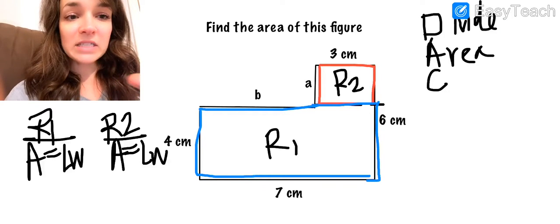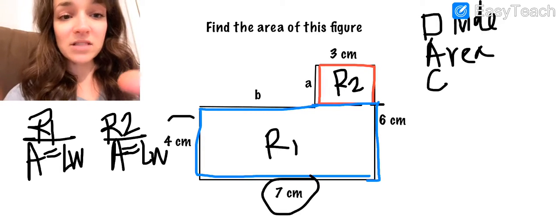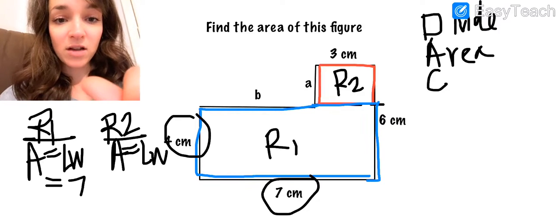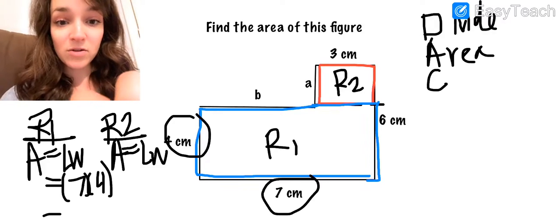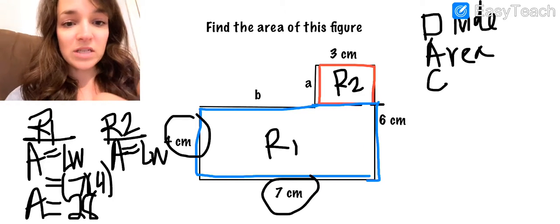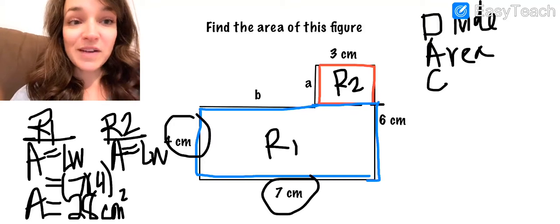So if we look at rectangle number 1, we can see that we are given a length and a width. So we've got a length of 7, a width of 4. So I'm going to go ahead and plug those in. So I've got a length of 7, a width of 4. All I'm doing is multiplying those. So my area of that one, 4 times 7, is just 28, which is 28 centimeters squared. Don't forget that.